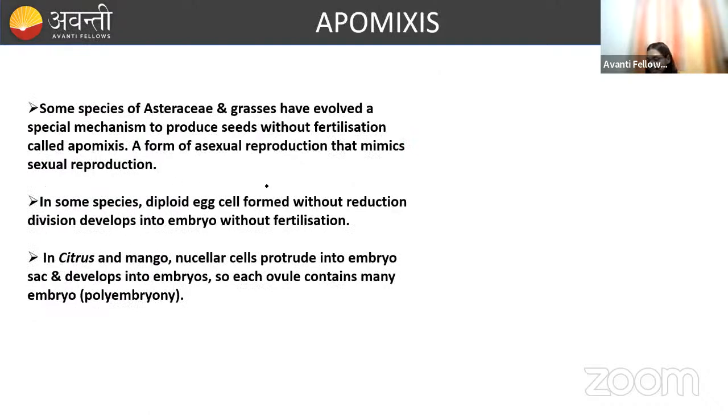Next one is apomixis. Apo means without and mixis means fertilization. So the formation of seed without fertilization is known as apomixis. Mostly the species of Asteraceae and grasses show apomixis.